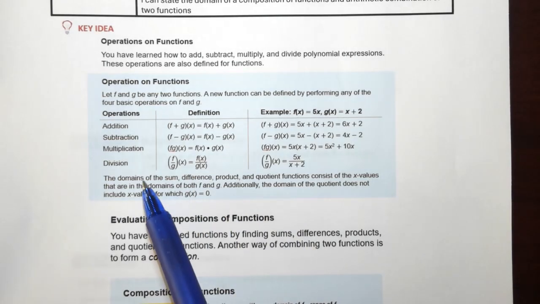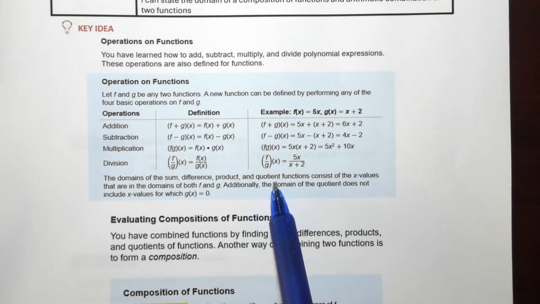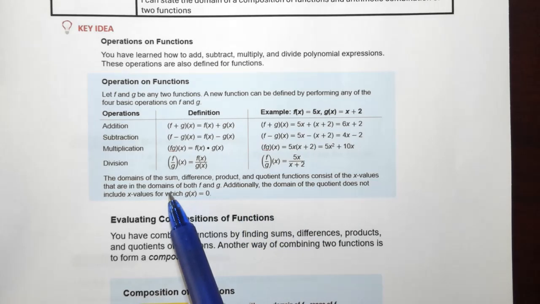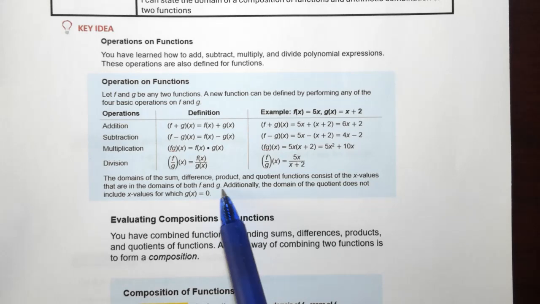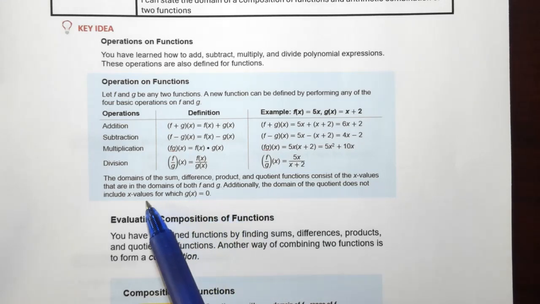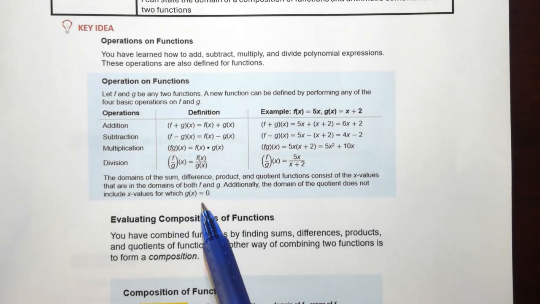Okay? So it says the domains of the sum, difference, product, and quotient functions consist of the x values that are the domains of both f and g. Additionally, the domain of the quotient does not include x values for which g of x equals 0. So we are going to be talking about domain and range as well.